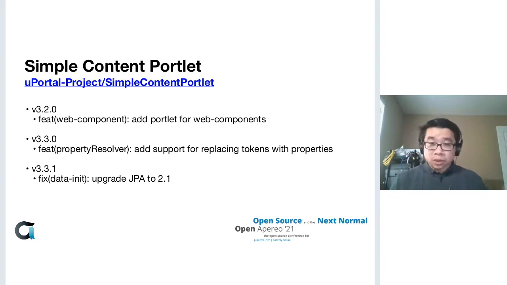The next project we're going to quickly go through an overview of the changes is the simple content portlet. So this one, there were also three releases as well. There's things such as adding a portlet to support web components, so it makes it a little bit easier to put web components into uPortal, and also some useful things such as adding support for replacing tokens with properties.